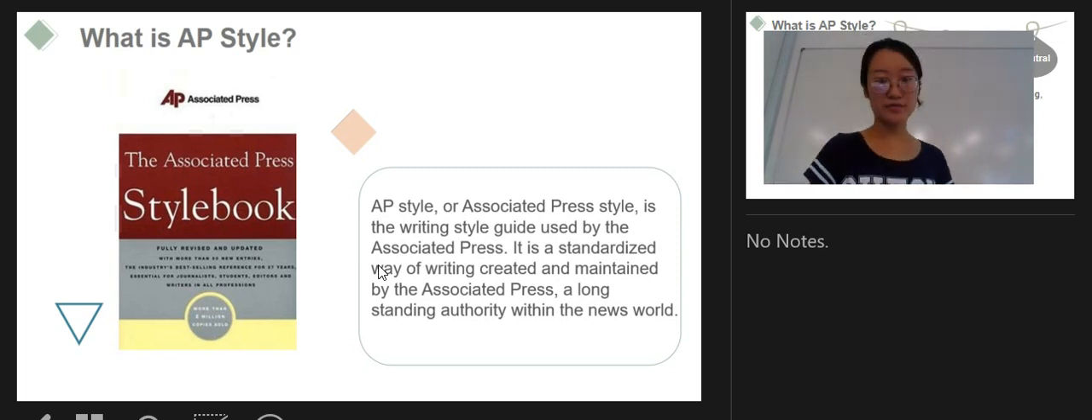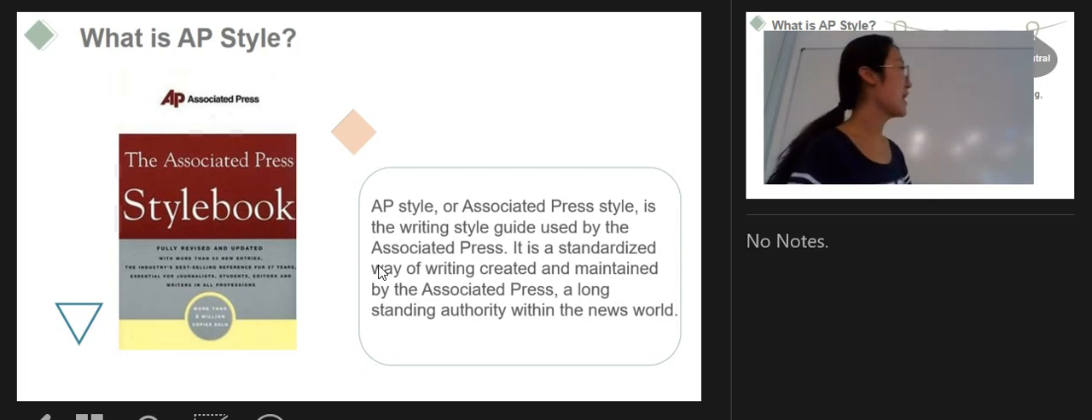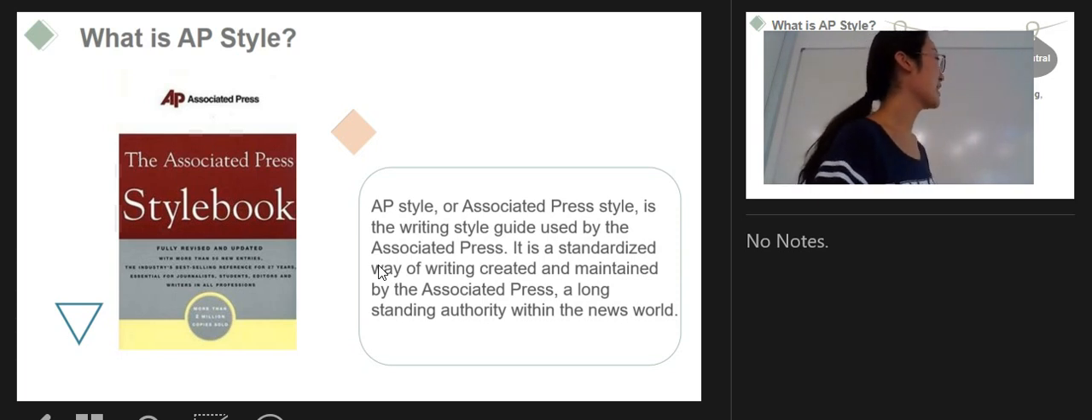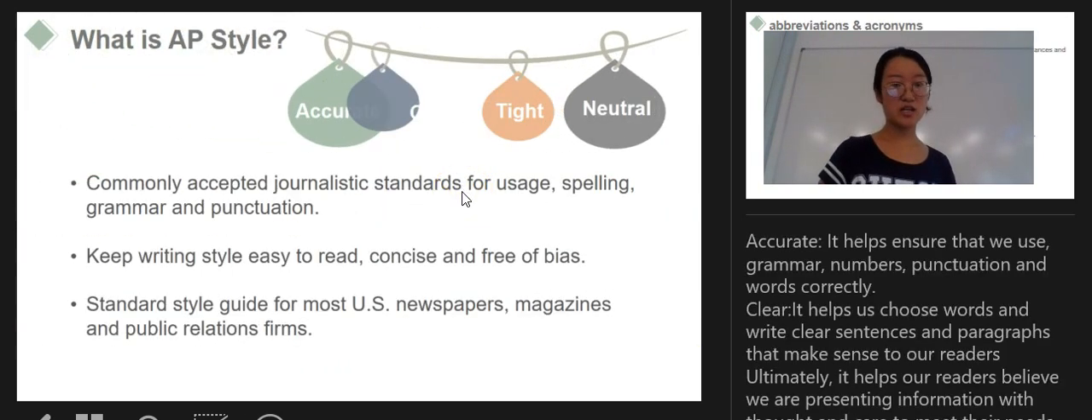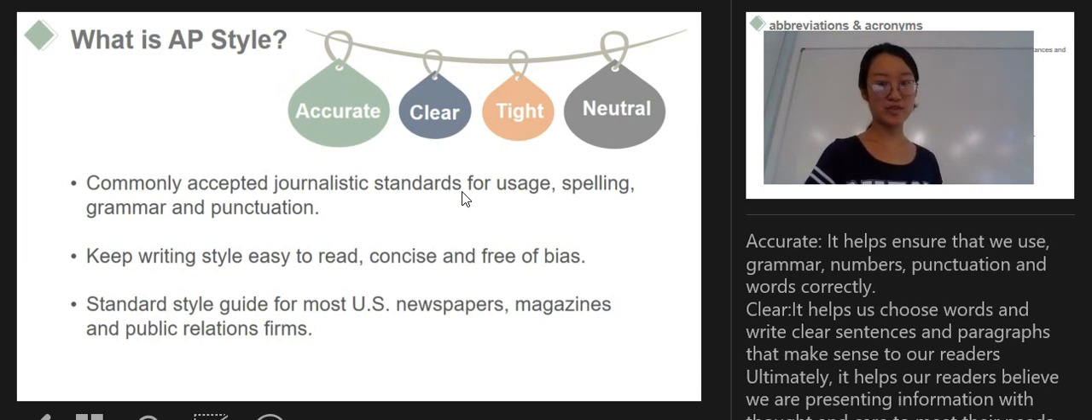Associated Press Style. It is a standardized way of writing created and maintained by the Associated Press, a long-standing authority within the news world. It has commonly accepted journalistic standards for usage, spelling, grammar, and punctuation. It keeps writing style easy to read and free of bias, and it is a standardized style guide for most U.S. newspapers, magazines, and public relations firms. Finally, it helps our readers believe we are presenting information with thought and care.